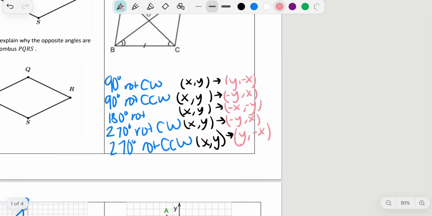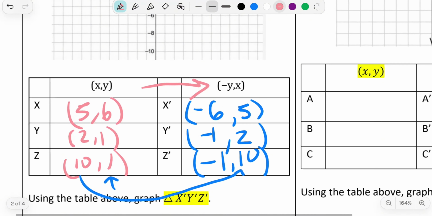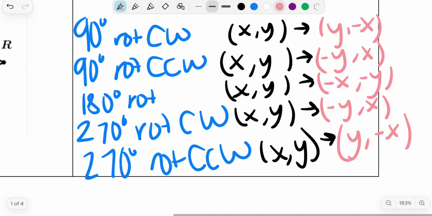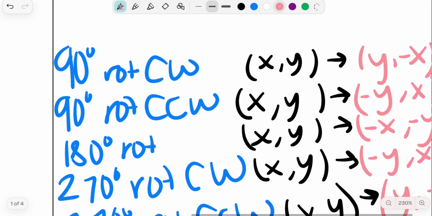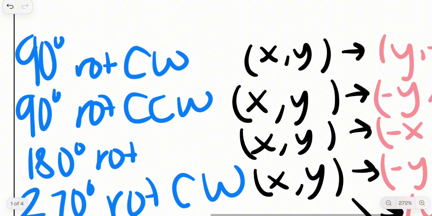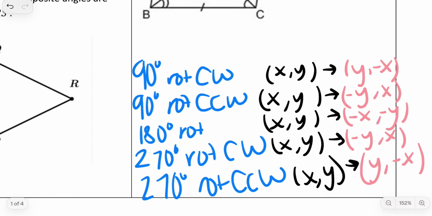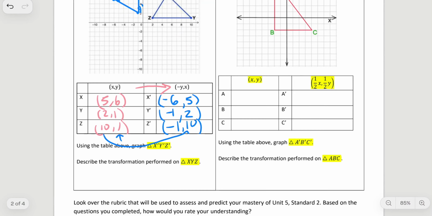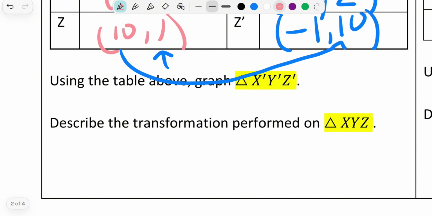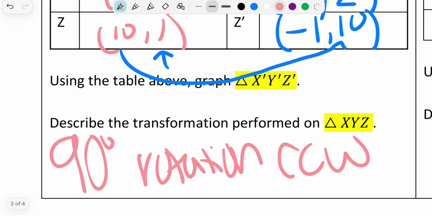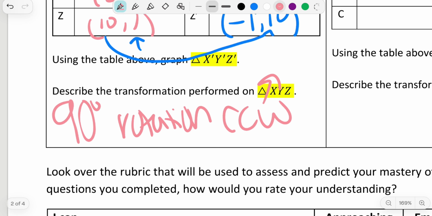I don't know if you notice here, we were given negative y, x, and that corresponds with this 90-degree rotation counterclockwise. So firstly, I could literally just write here, it's that simple, if you memorize it. All we literally have to write is a 90-degree rotation counterclockwise. Remember, this is super, super important, because how do we know which way we are going?